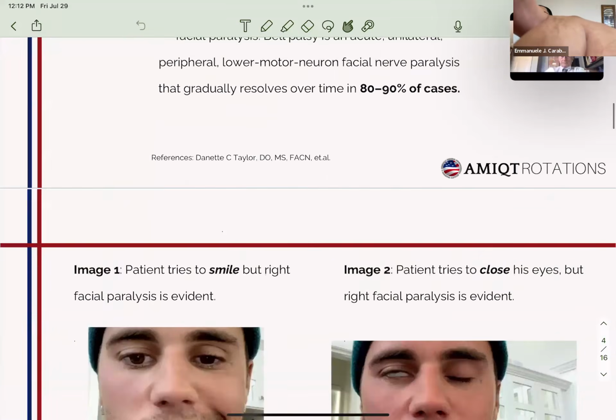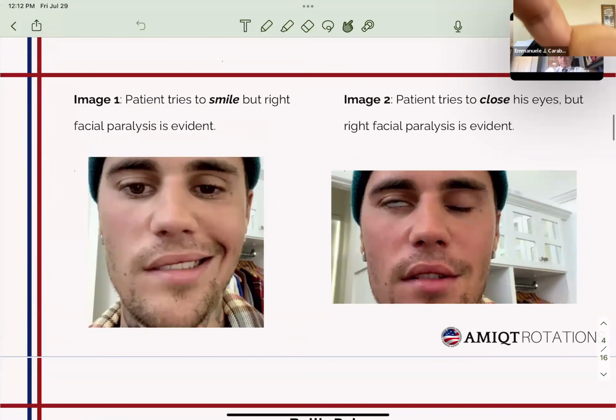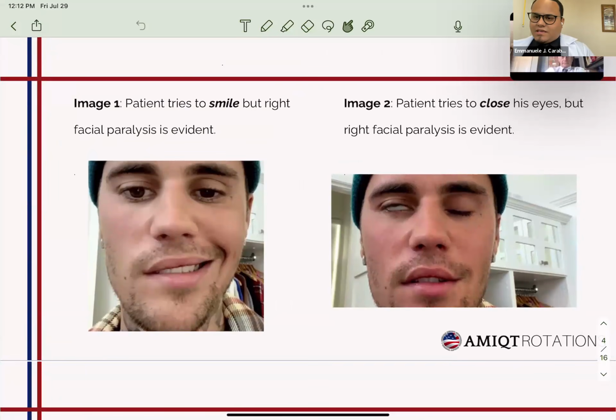I have an example here. There was a patient, his name is Justin Bieber. He had Bell's palsy several months ago. When he tried to smile, he was able to move only the muscles of the left area of his face. And when he tried to close his eyes, you can appreciate here that the right area of his face was paralyzed. Nothing was moving in the right area of his face. And that is a classical case of Bell's palsy. But in his case, the etiology is different.